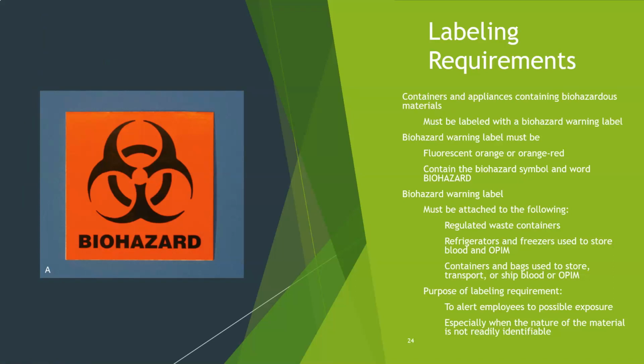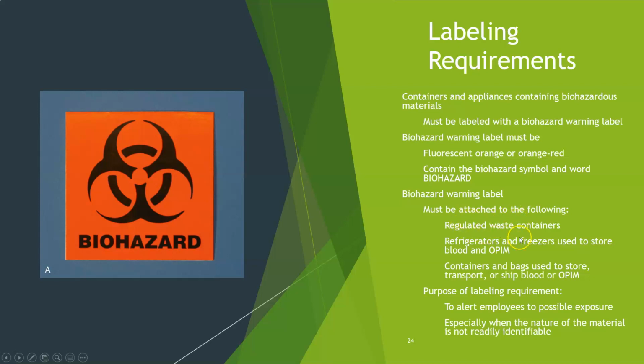Also required under OSHA guidelines are requirements for labeling. The biohazard label that you see listed there is the most common warning label with regards to potentially infectious material. These labels have specific requirements as far as what they must look like. They have to be bright orange or orange-red. They have to have the biohazard symbol as well as the word biohazard. And it needs to be attached to anything that has regulated medical waste in it.